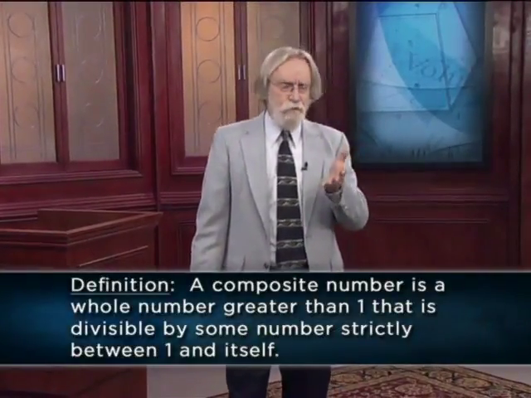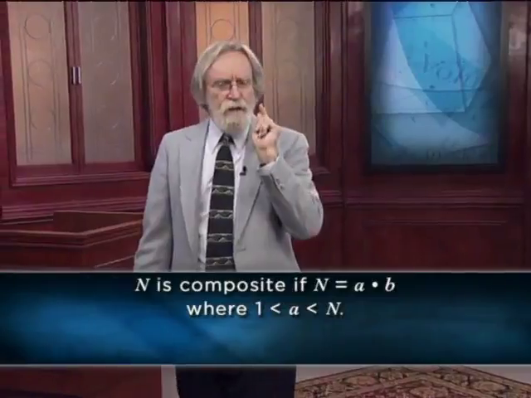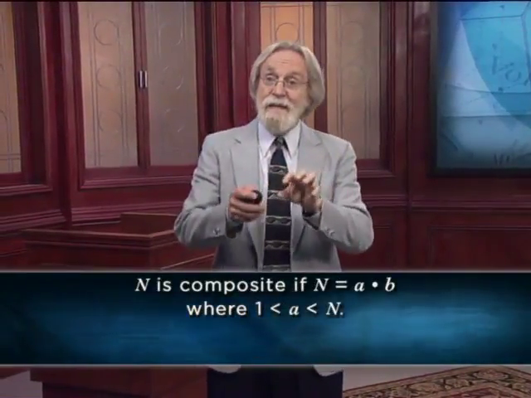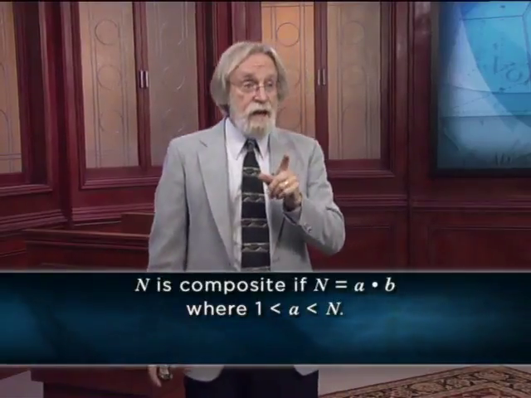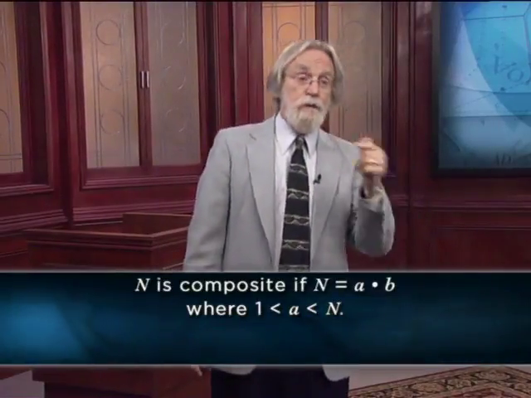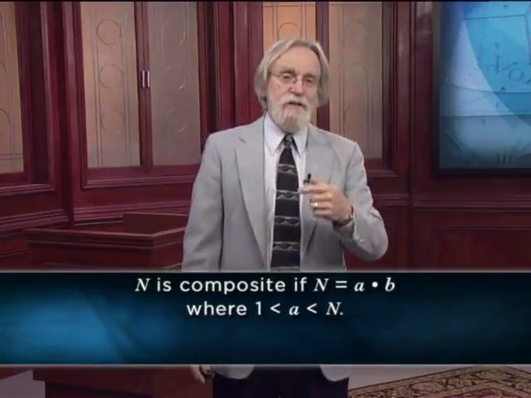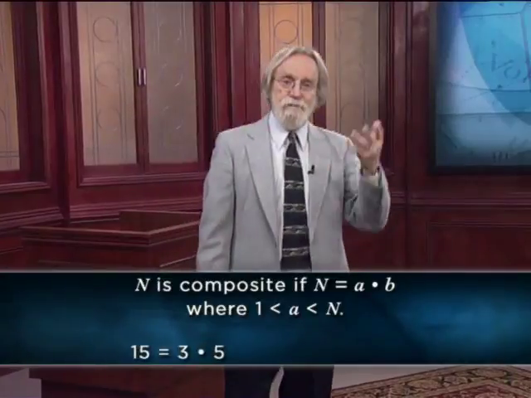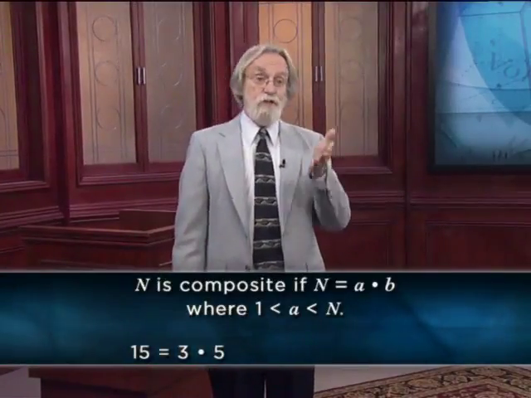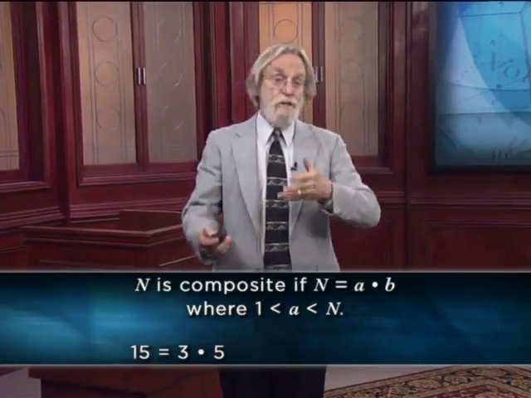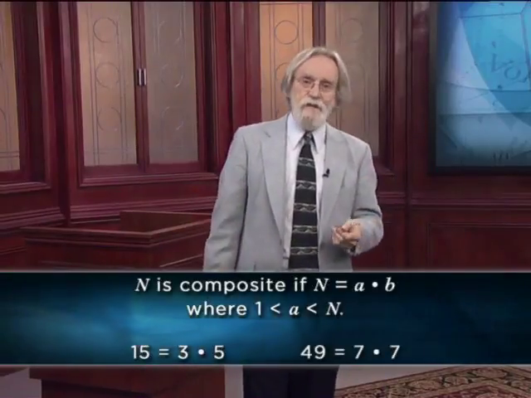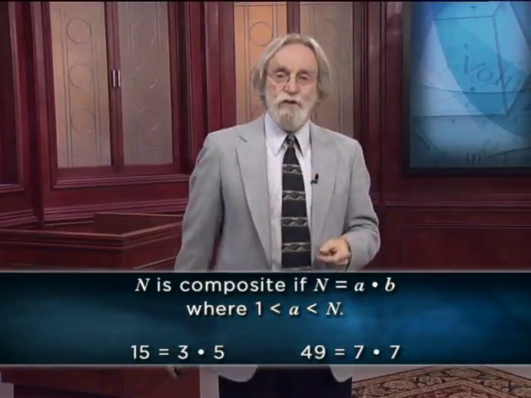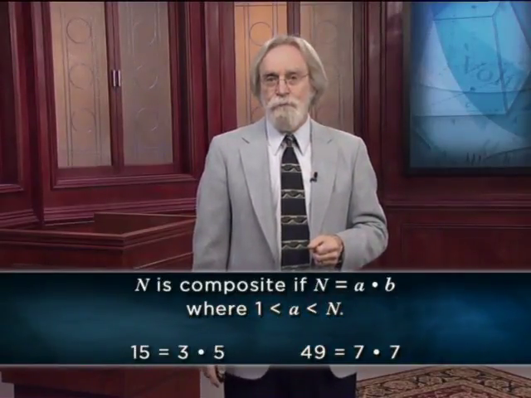Another way of thinking of this, a little more symbolic, is this. n is a composite number if you can write n as a product of a times b, where a is bigger than 1 but less than n. There's that intermediate size divisor, a. Such a number is called composite. Examples, well, 15 is composite because it's 3 times 5, and 3 is intermediate between 1 and 15. 49 is composite. 7 times 7, the numbers can be the same as long as there's an intermediate size divisor.